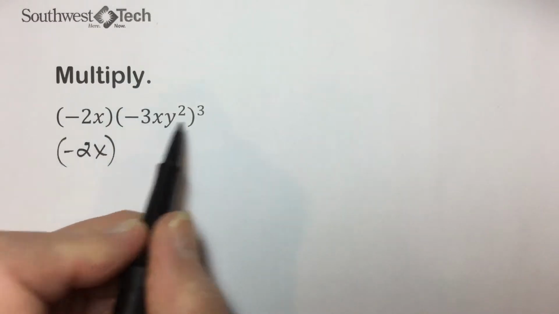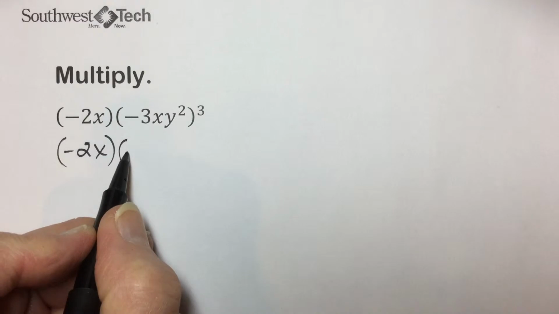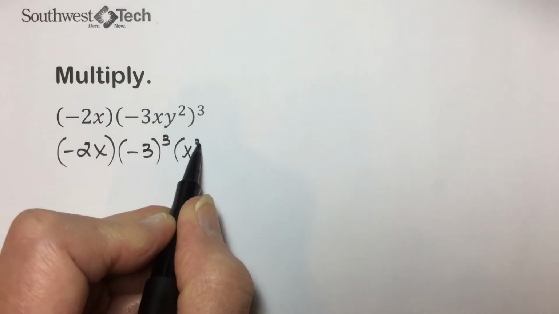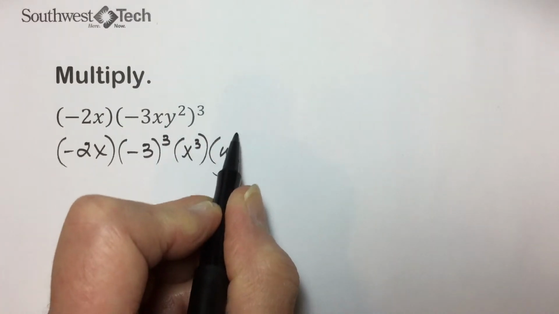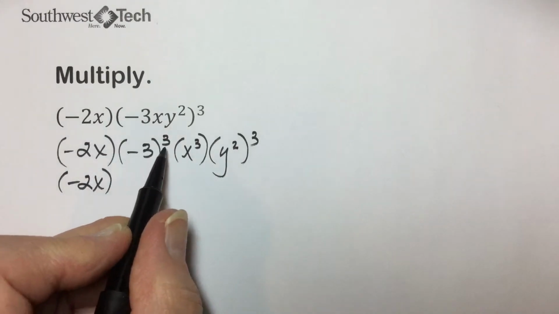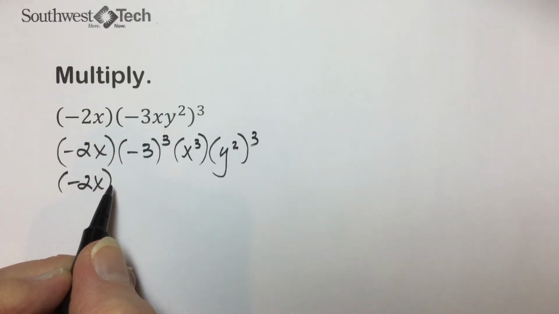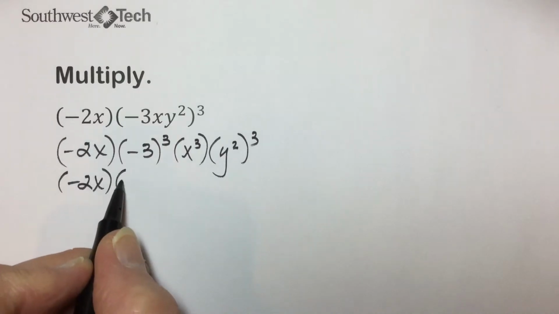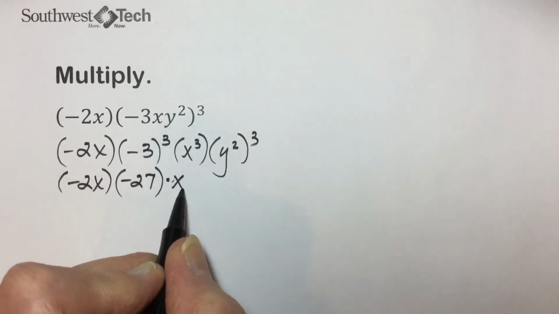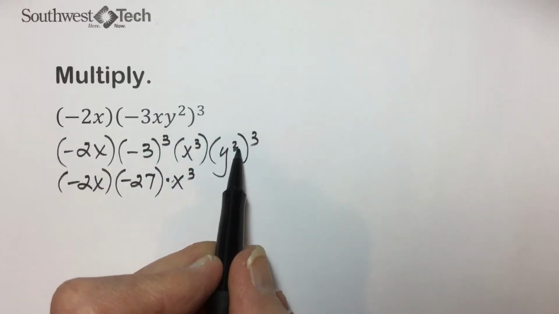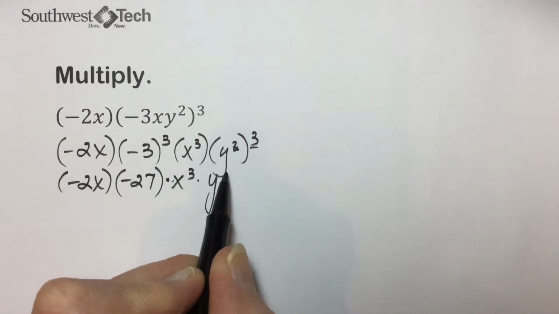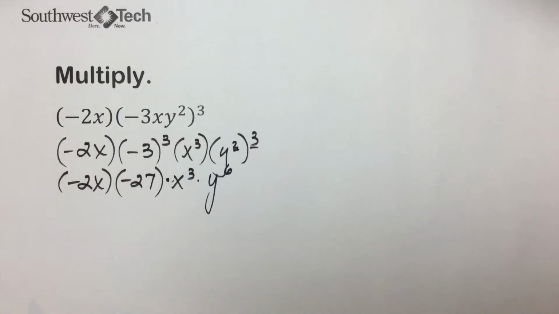Here we have a product raised to a power, which means each one of those factors is raised to the third power. Simplifying further then, negative 3 to the third power, negative 3 times negative 3 times negative 3 results in a negative 27. Our x to the third is already taken care of. But here we have a power raised to a power. We'll multiply those exponents for a simplified y to the sixth.